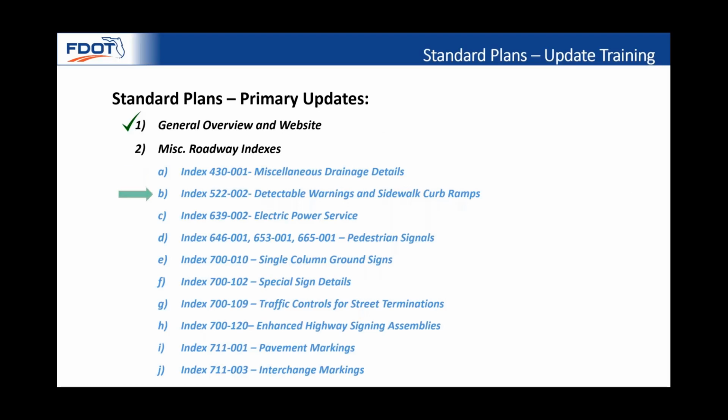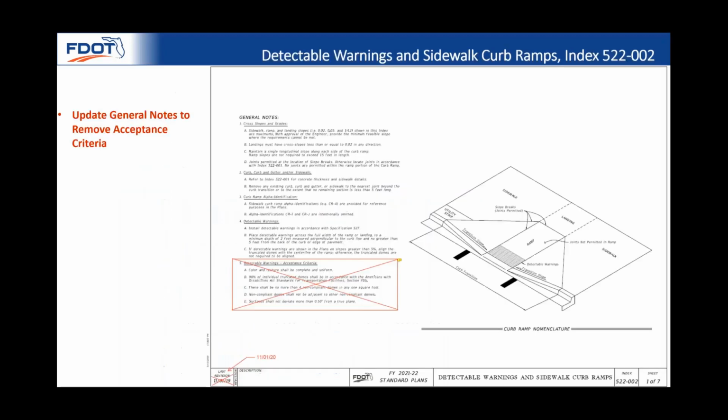The next index we're going to cover is index 522002, detectable warnings and sidewalk curb ramps. We made a few updates here to index 522002. Okay, a little background. Standard spec 527 is currently being updated to include product performance acceptance values.